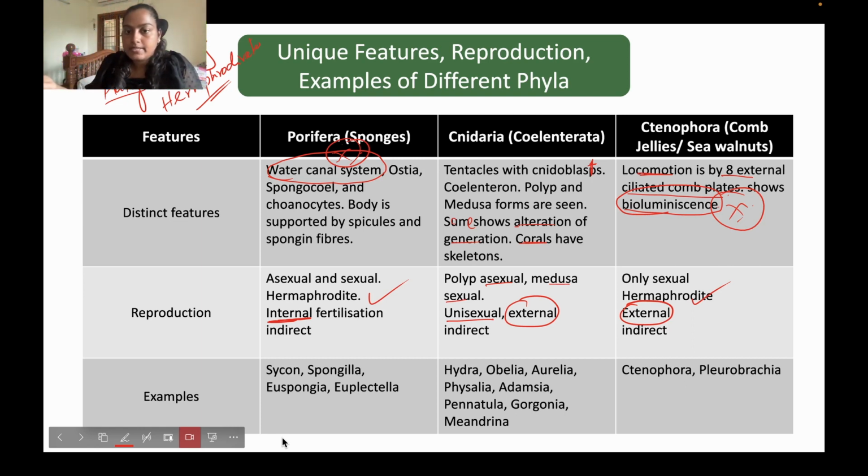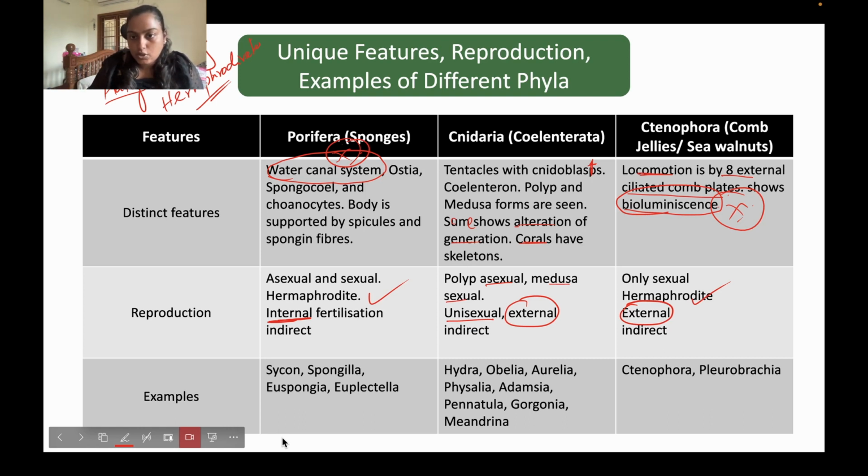Simple, very simple. Cnidaria and Ctenophora, apart from these two, Echinodermata and Hemichordata. These four will show external fertilization. All others will show internal fertilization. Easy. Likewise, Porifera, Ctenophora, Platyhelminthes and Annelida will show they are hermaphrodites, whereas all others are unisexuals.